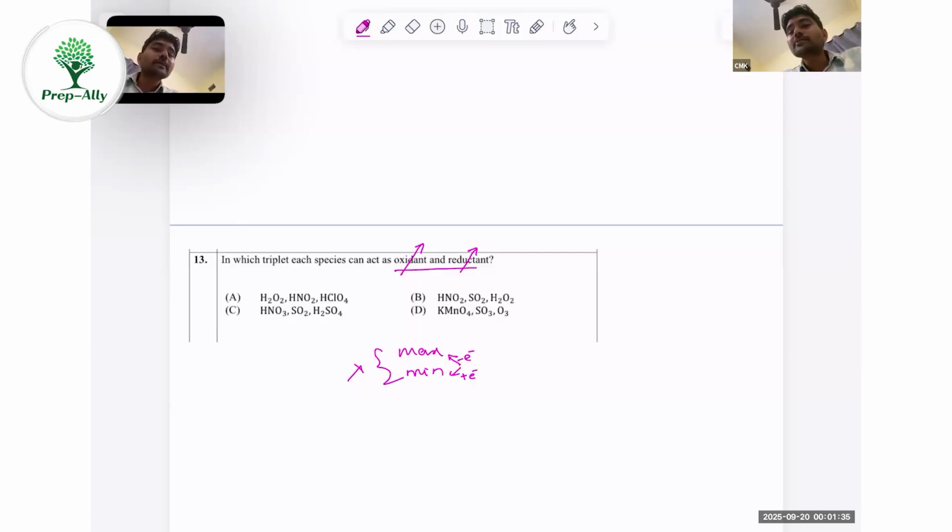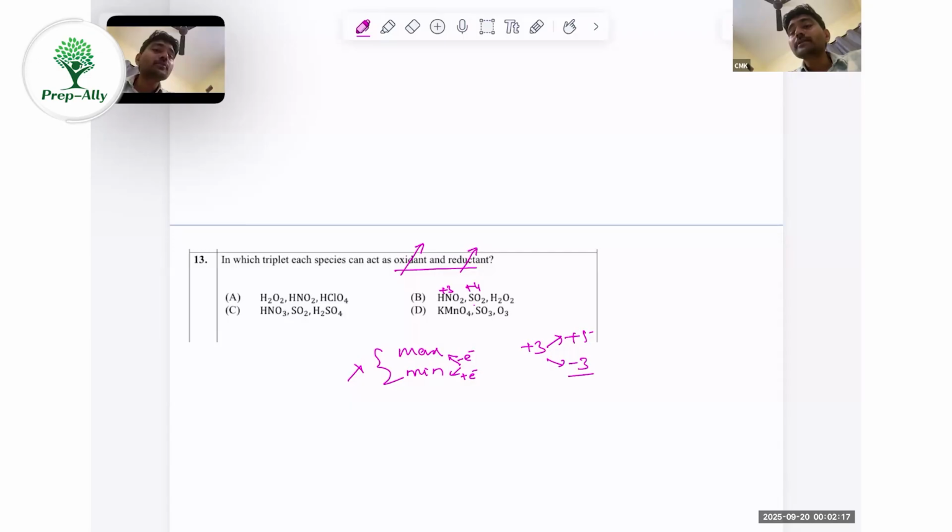So here in the cases, if you take HNO2, nitrogen is in, HNO2 means 2 oxygens, 2 into -2, -4, and +1 for hydrogen. So nitrogen is in +3 oxidation state, that can go to +5, and nitrogen can accept electrons also, to -3, until it reaches the neon electron configuration. So nitrogen can act as both oxidant and reductant. Similarly, sulfur, if you take it, is in +4 oxidation state. Maximum can be +6, minimum can be -2.